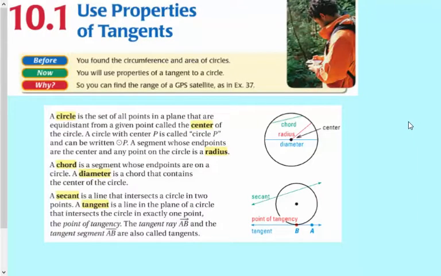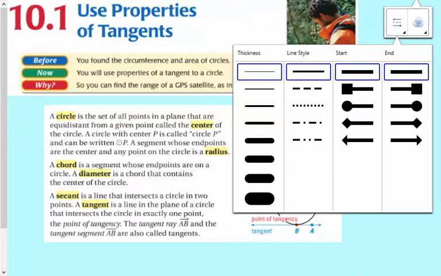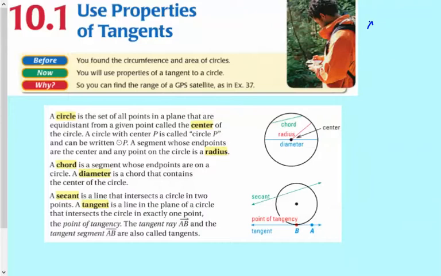We're going to be working with circles in this chapter, and there's a lot going on with circles. So what I like to do is just go over some vocab in day one. It says we're going to use properties of tangents. Day one, we're just going to focus on circle vocab, and then tomorrow we'll learn a couple of theorems.